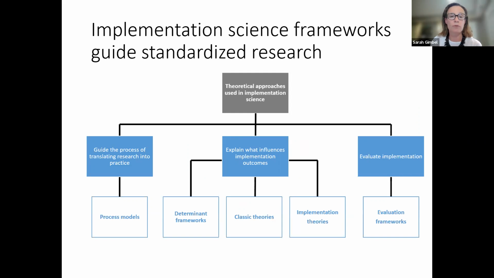Generally, theoretical approaches that are used in implementation science include those that guide the process of translating research into practice, those that explain what influences implementation outcomes, and those which evaluate implementation. And today we're going to be talking about determinant frameworks. Determinants frameworks include the CFIR.